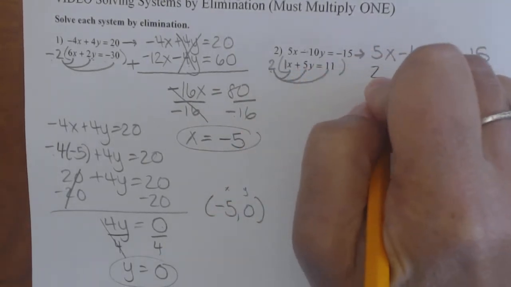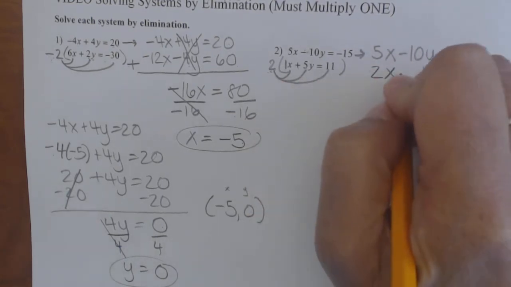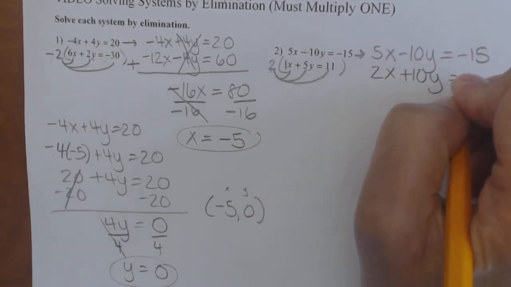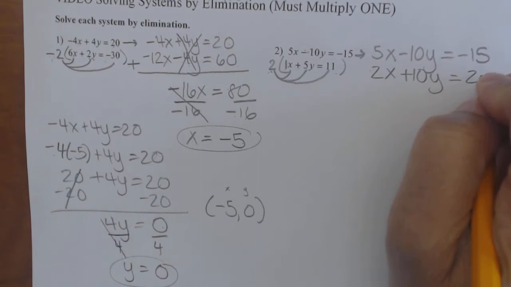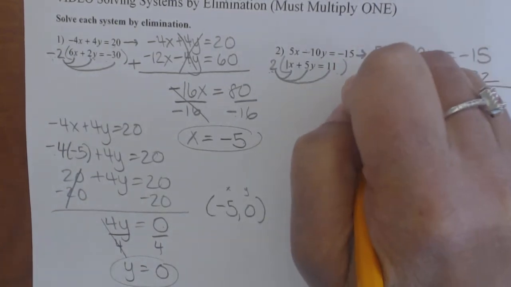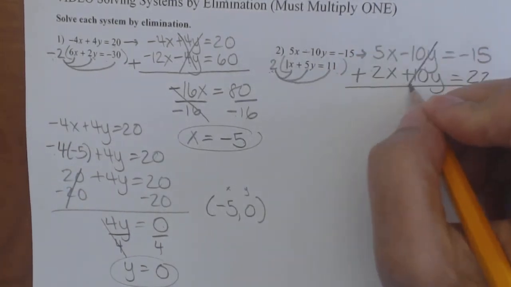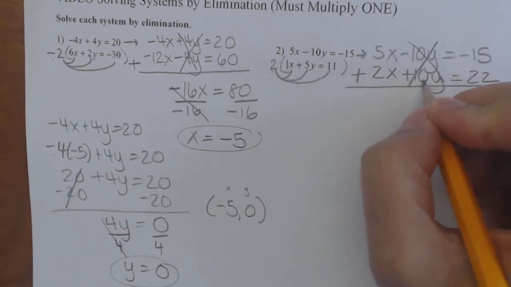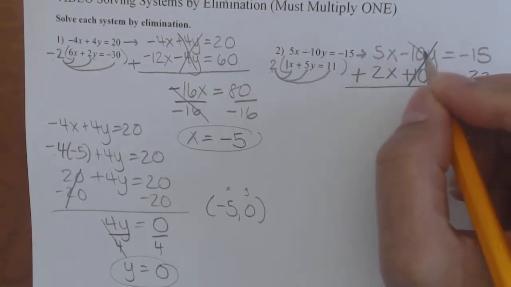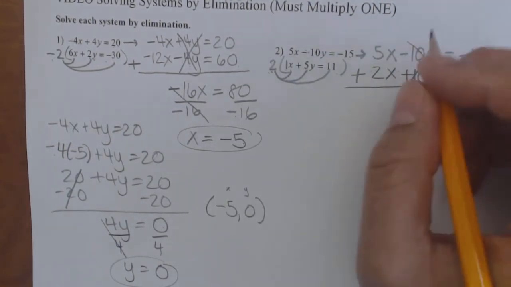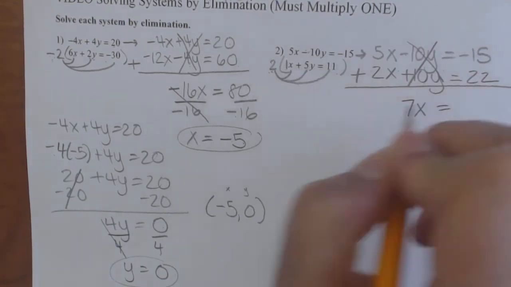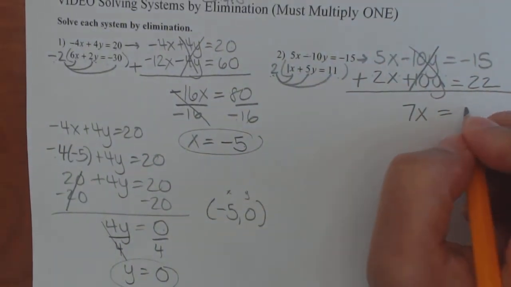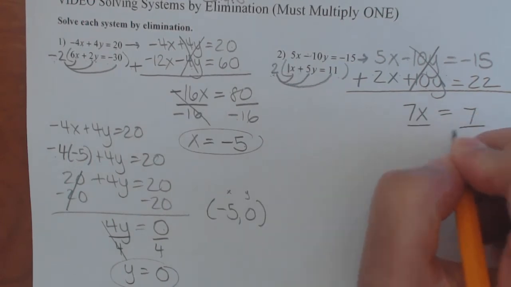2 times 1x is 2x. 2 times positive 5y is positive 10y. And 2 times 11 is 22. Big old equal sign, throw a plus. We're eliminating the x's because they did have the same number with opposite signs, and we're adding the remaining. 5x plus 2x is 7x. Negative 15 plus 22 is positive 7 as well.